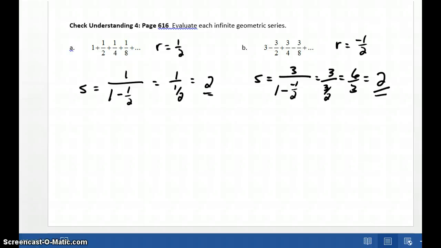sum is 2. For the second one, I'm going to multiply each term by negative 1/2. So 3 times negative 1/2 is negative 3/2, times negative 1/2 is 3/4, and so forth. So my summation is 3 over 1 minus negative 1/2, which equals 3 over 3/2. I end up with 6/3, which is 2. So if I take that series and sum that up to infinity, I will get closer and closer to the number 2. So we say the sum of that infinite series is 2.